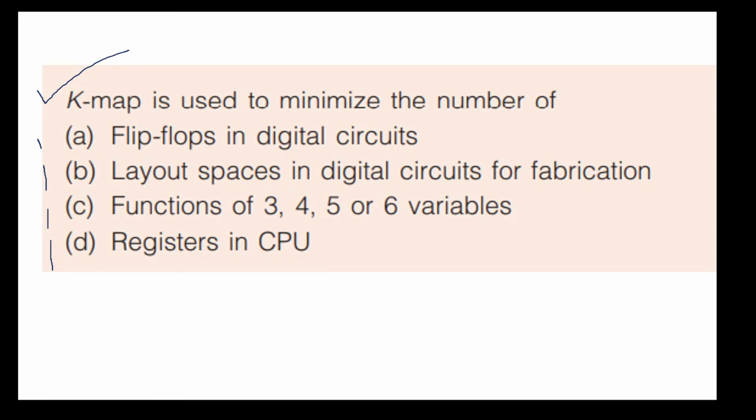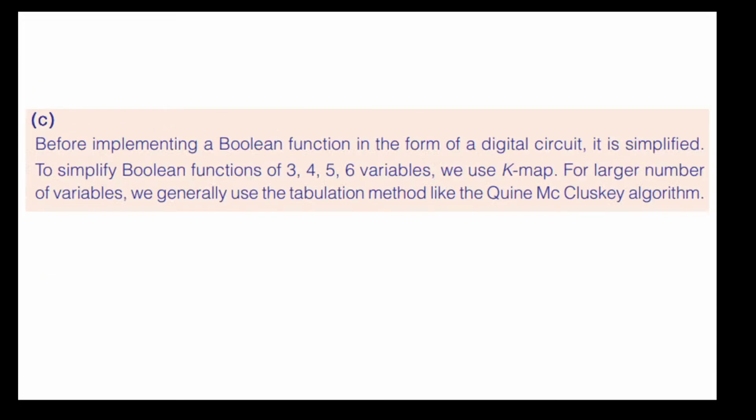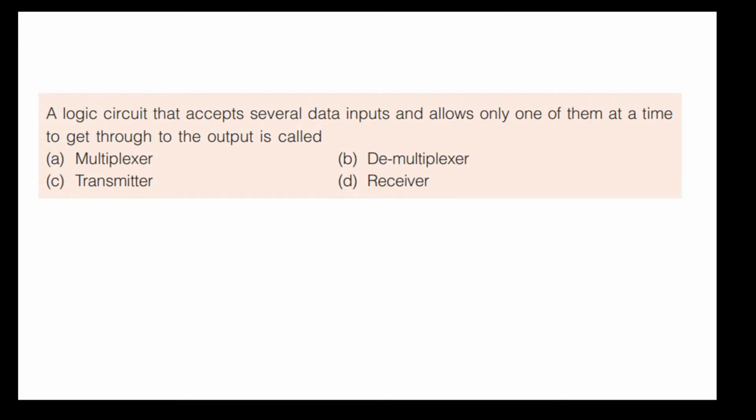Yes, it's very simple. We use K-maps for simplification or minimizing function variables. So the answer to this question is C. Yes, this is the detailed explanation: before implementing the Boolean function in digital circuits, it is simplified. So to simplify the Boolean functions of these variables, we use K-maps. And for a large number of variables, we generally use a tabulation method like Quine-McCluskey's method. Right? Okay. Now let's move on to the next question.